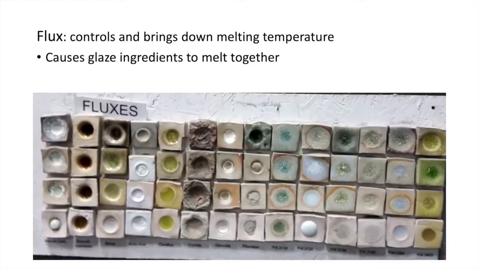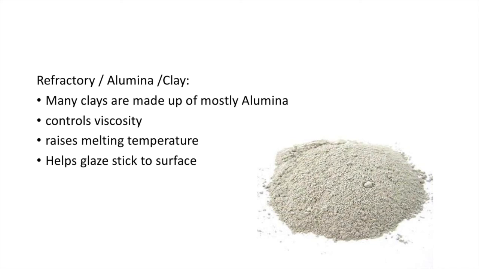So a flux controls and brings down the melting temperature, causing the glaze ingredients to melt together. Lots of different materials can be used as a flux, and those materials have specific characteristics such as opacity and color. There's also a frit, which is a man-made material designed to melt at a specific temperature that is often used as a flux. So a frit can be used as a flux. It is in both clay and glaze.